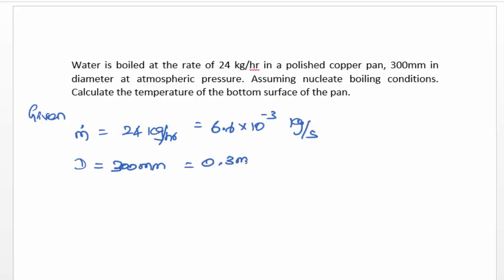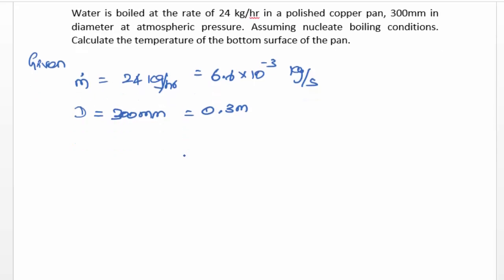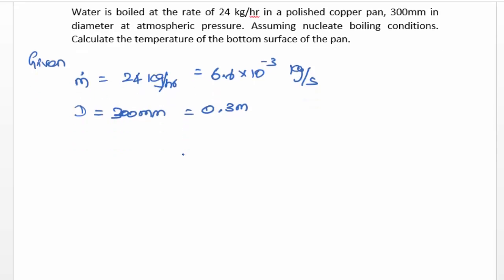At atmospheric pressure, assuming nucleate boiling conditions. Here they gave the boiling conditions as nucleate boiling, so you need not find out the del T value. Calculate the temperature of the bottom surface of the pan. So to find the surface temperature, Tw or Ts value has to be found out. So, solution.